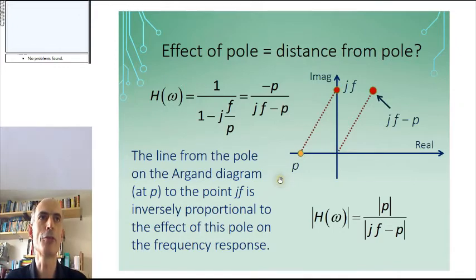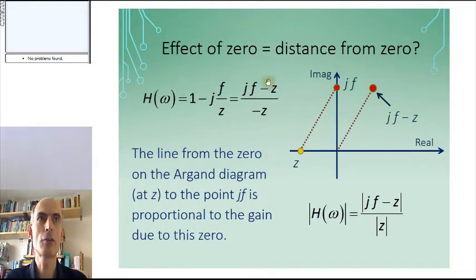Similarly, for zeros, the effect of a zero on the frequency response is to introduce a factor of jf minus the zero divided by minus the zero, once I've done a similar bit of algebra on this. And that tells me that the effect on the amplitude response is proportional to the modulus of jf minus z, but the modulus of jf minus z is the length of this line from the zero to the same point jf on the imaginary axis.